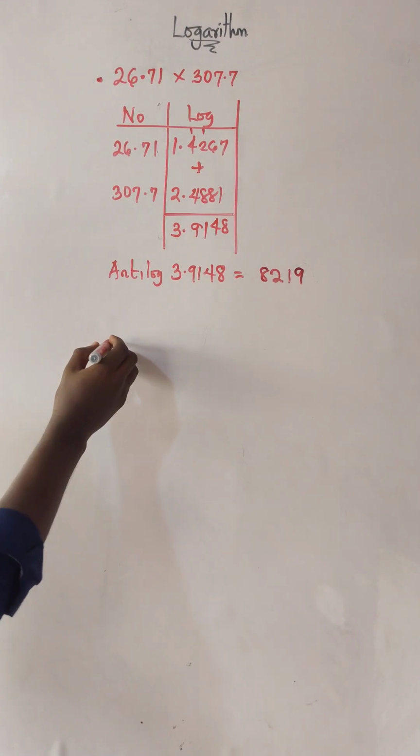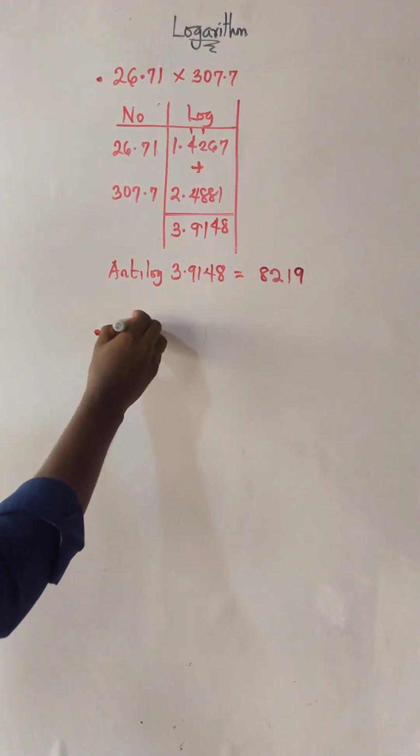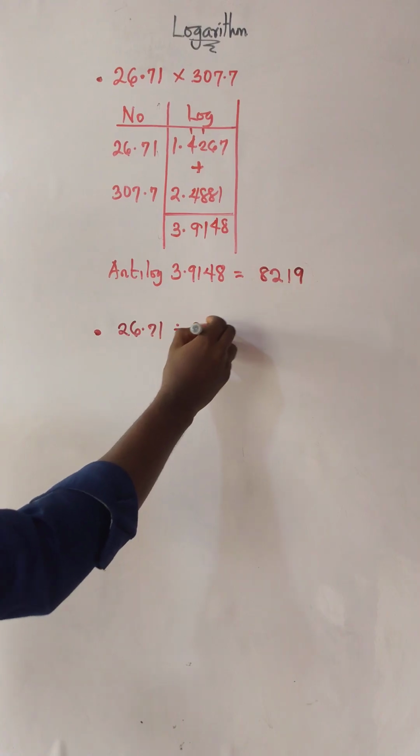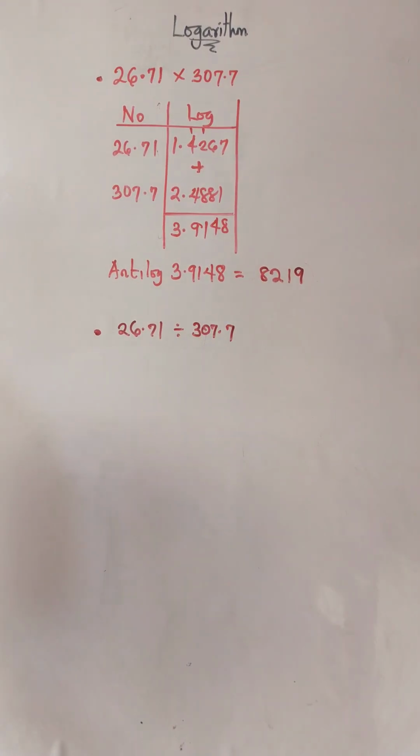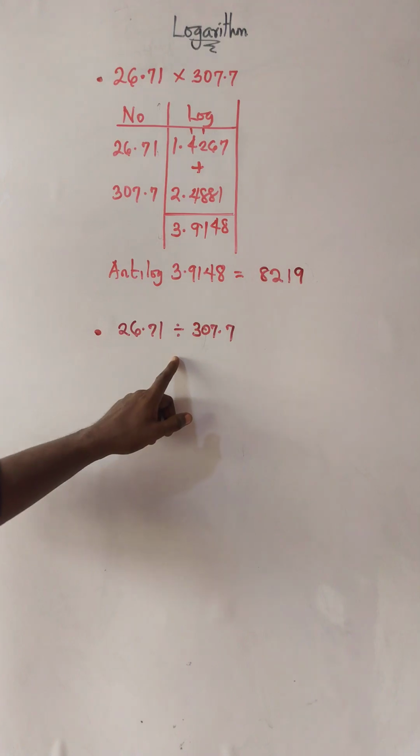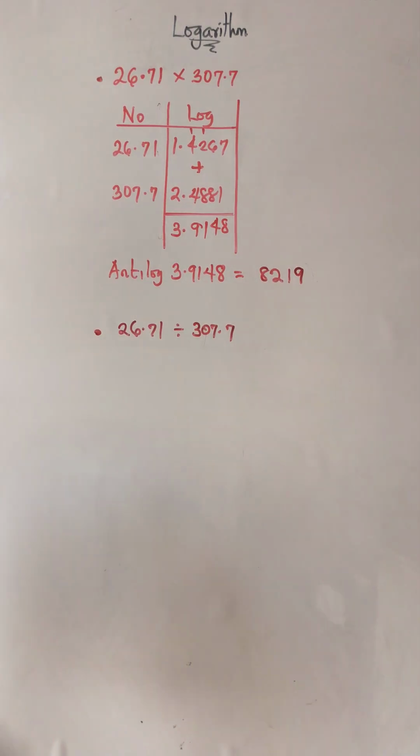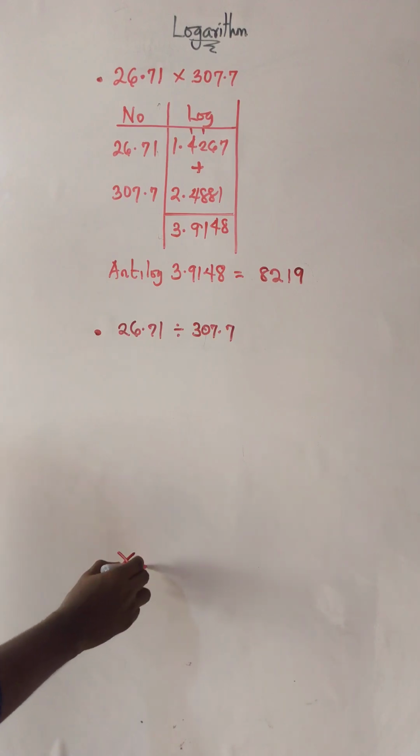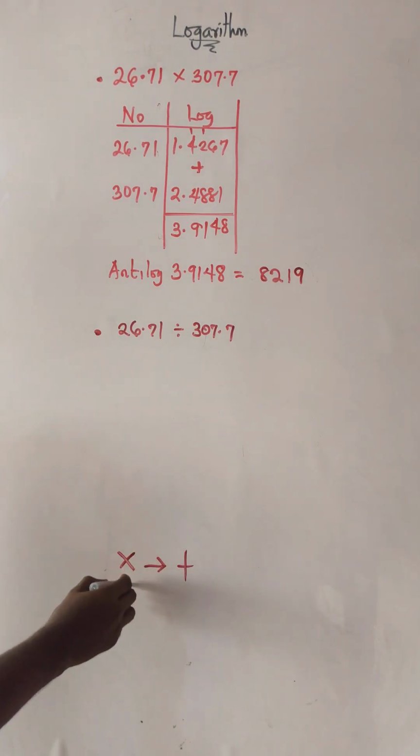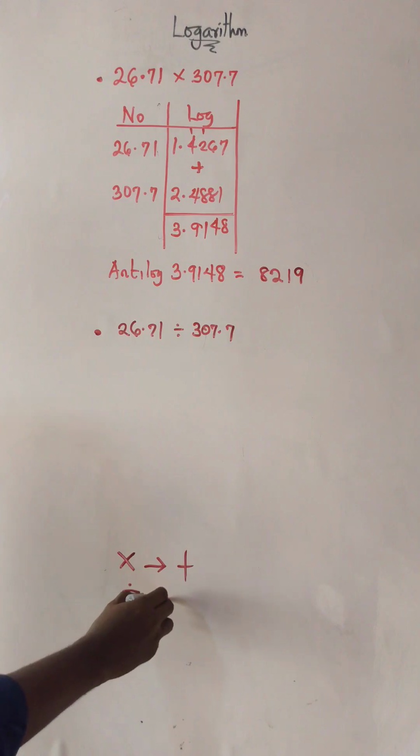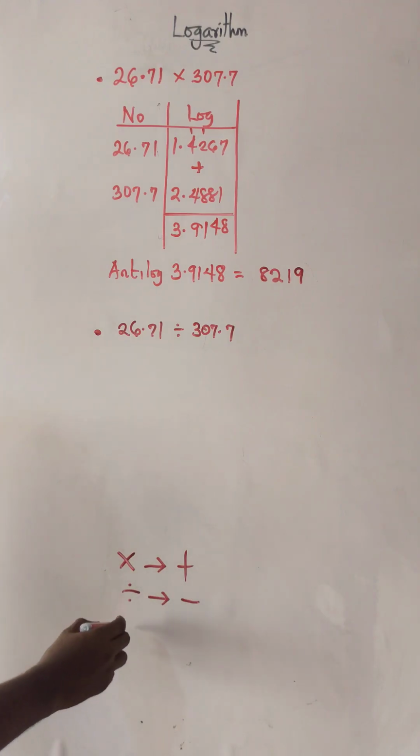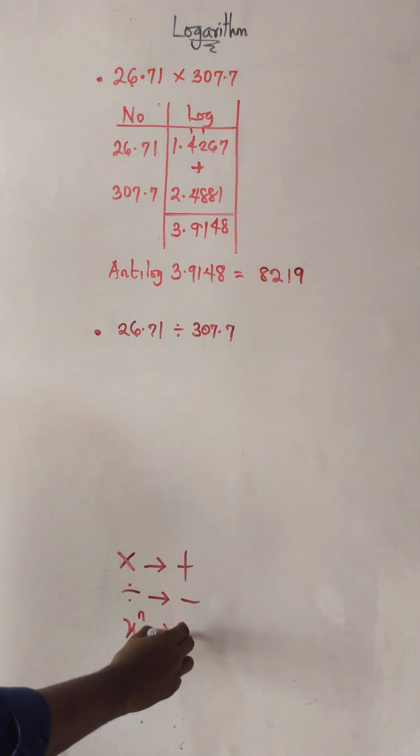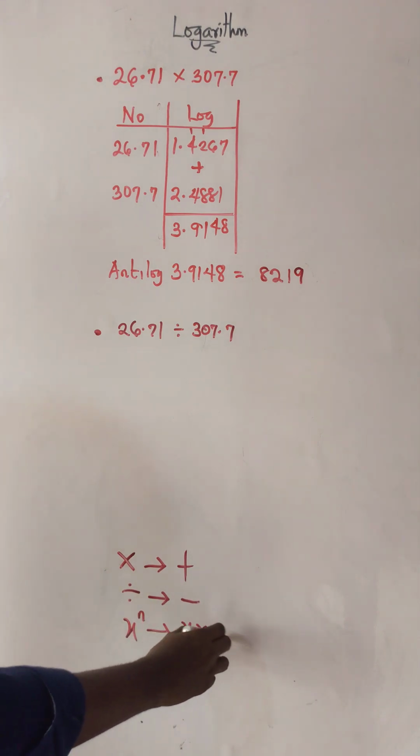Now, what if what you have is division? What if you have 26.71 divided by 307.7? We know for division, we are meant to subtract. Just note, whenever we have multiplication of 2 numbers, in logarithm we add. If you have division, in logarithm we subtract. If you have a number to a power, in logarithm we do what? We multiply by that power.